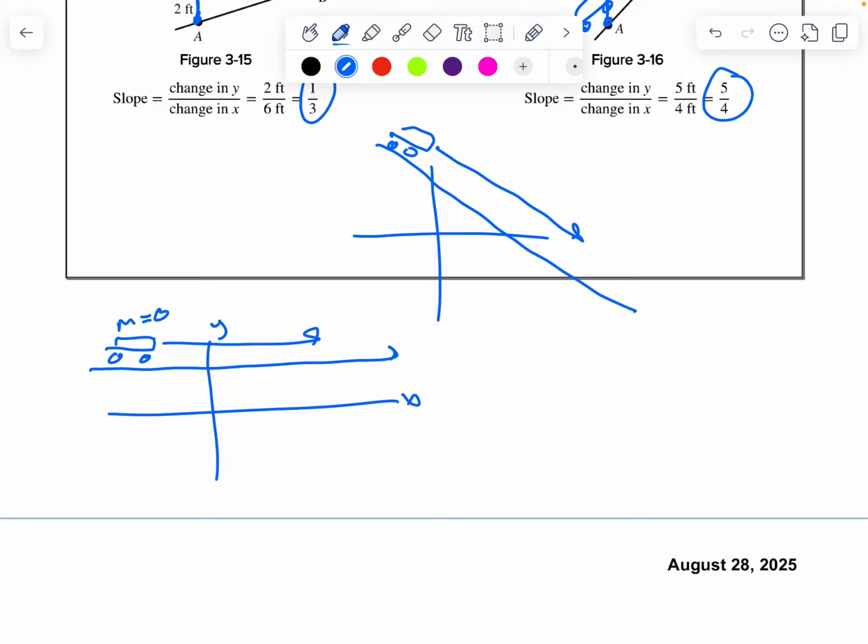Also, we could have a vertical line. If this is our x and y intercept and we have some vertical line, we couldn't put a car on that and drive straight up that cliff, so we would call that a slope of undefined. Undefined slope.